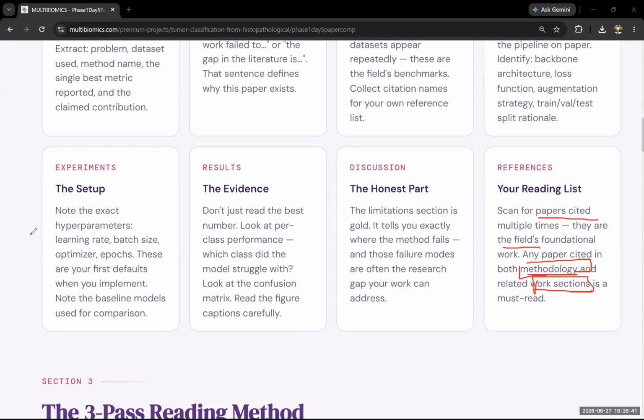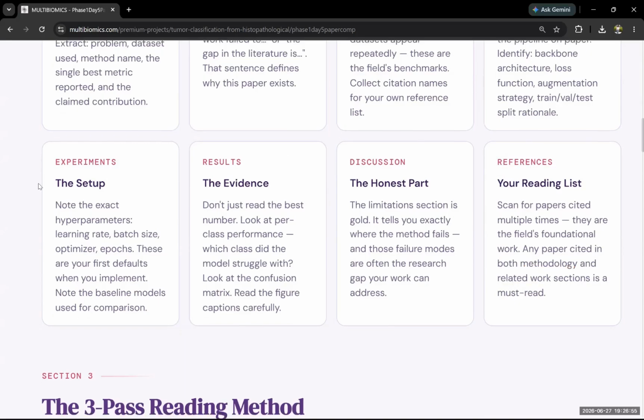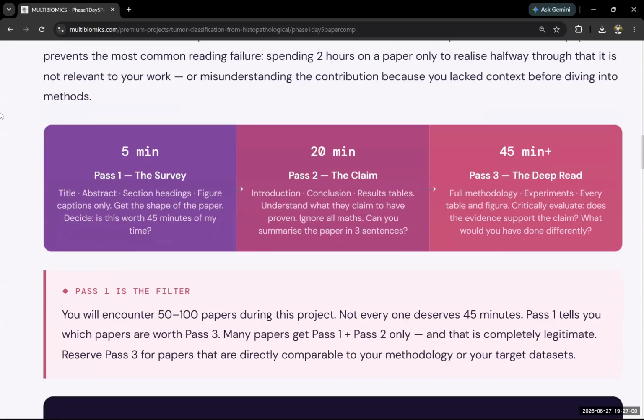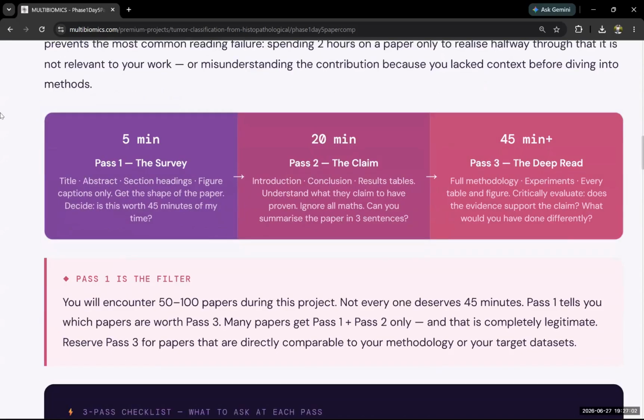Don't go for all the papers in the reference section. The papers that are in the methodology and related work sections, those only you can skim through first. And then if you find that they are relatable, then you can go for a deep read. Now, this is the three-pass method that I've told you, so I will not go deeply into it again.